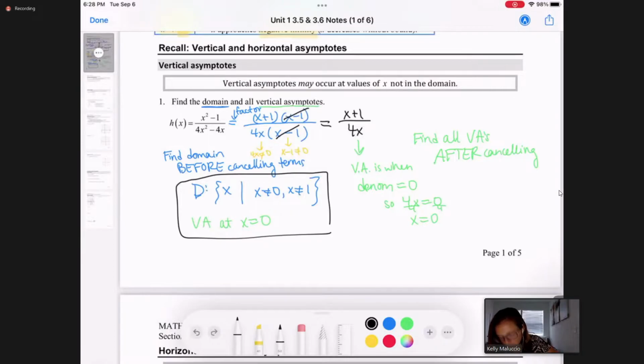And maybe instead of leaving a wrong graph, I'll just write a little note. We'll say canceling these terms means there is a hole in the graph. Okay, cool.